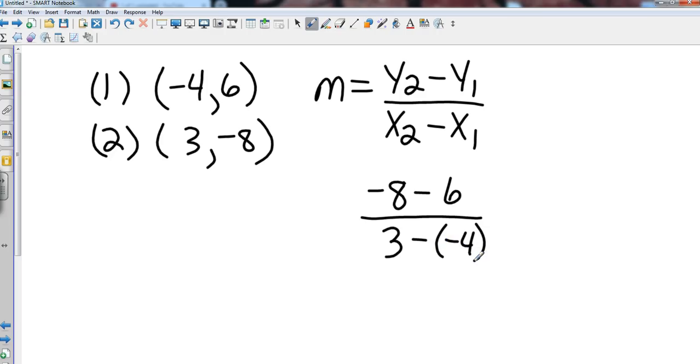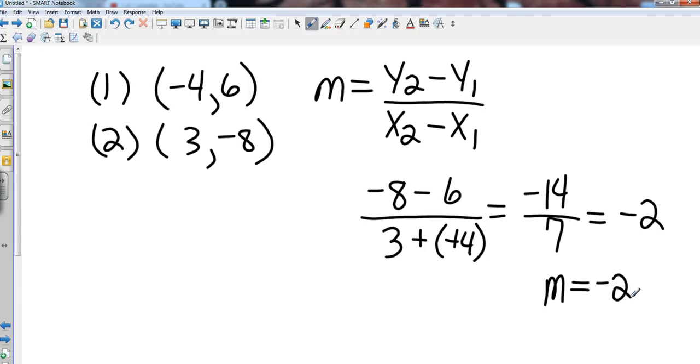Here's where it gets different. Again, I'm subtracting the negative 4. So that minus a minus means plus. Negative 8 minus 6, that's going to give me negative 14. And 3 plus 4 gives me 7. And when I simplify that, that is actually negative 2. So watch it when you have negative numbers. You could end up having minus a minus where you would have to put the plus. Again, that is a little bit of what's going on in the chapter.